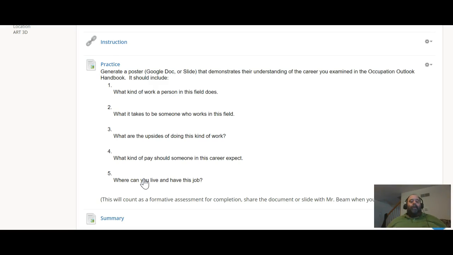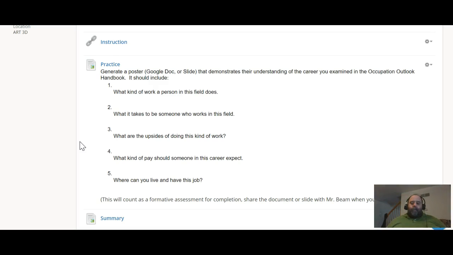So we want to know a couple of things on that poster. You want to make it attractive because you're designing here, but you want to make sure that it includes the following information: what kind of work does this person do? What does it take to become someone in this field? What are the upsides of working in this field? Why would somebody want to do this? Why would you want to do this? What's the pay look like, for entry level and possibly experienced people in this career? And is there a particular place you have to live? Can you live anywhere and have this job, or, if you're an oceanographer, you're not going to live in the middle of Colorado, right?